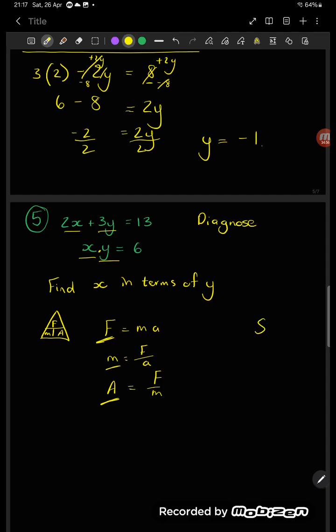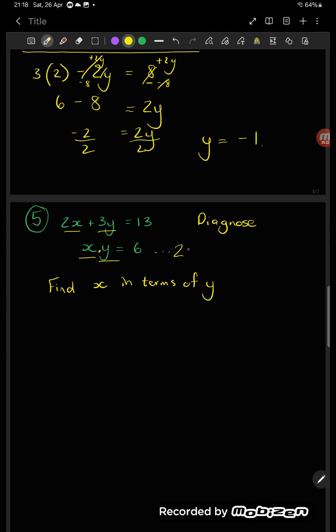If I've got speed is equal to distance over time, and we say speed is equal to kilometers per hour. We work a lot, very much so, with variables in terms of each other, and not necessarily variables in terms of actual numbers. Okay, so find x in terms of y.